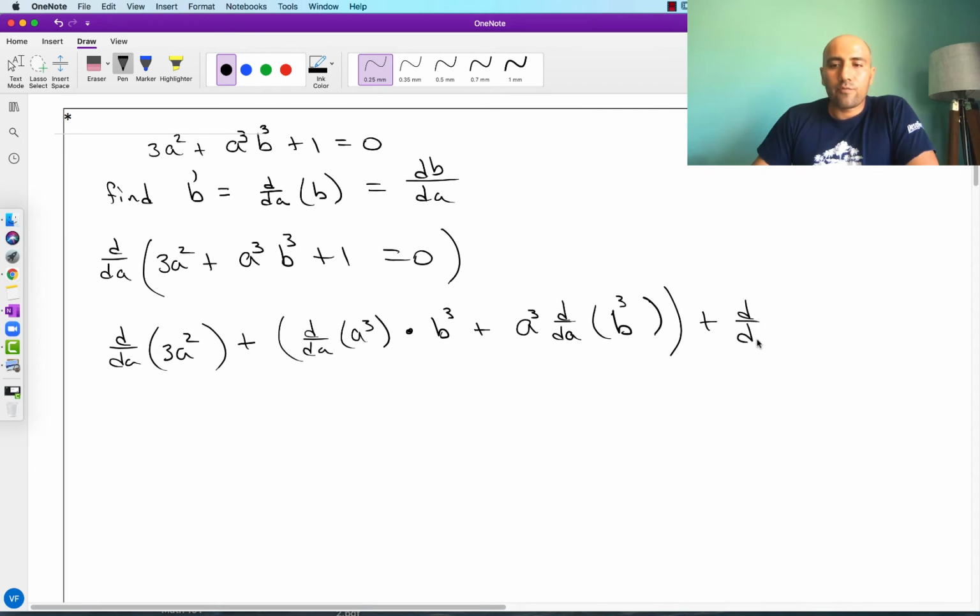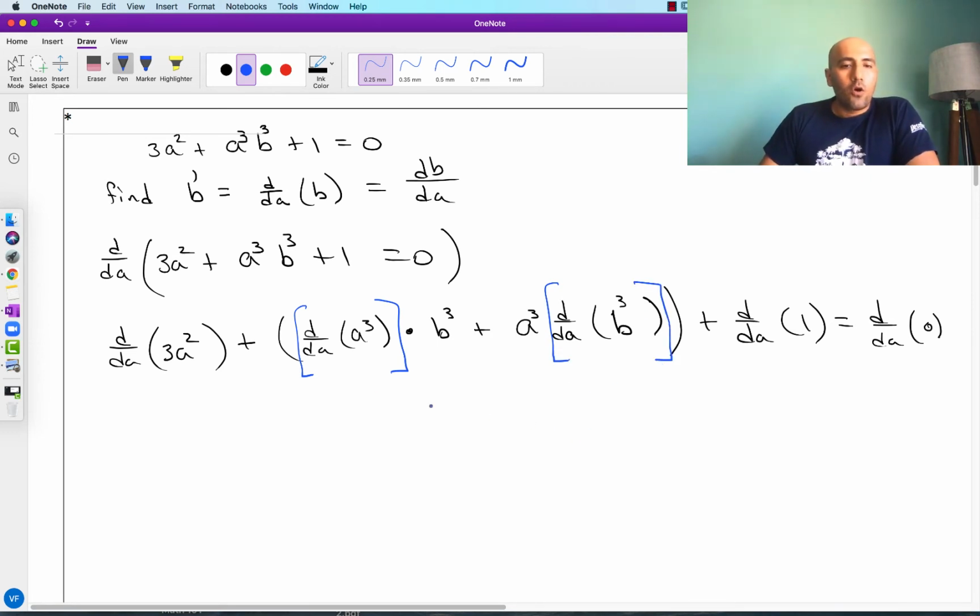Plus the derivative with respect to a of the 1 equals the derivative with respect to a of the 0. Just to be really clear that this derivative only applies to the a cubed, not the b cubed, let's wrap it in some colorful brackets, and this one only applies to that one. Okay, so now let's take these derivatives. This is going to be a nice, easy derivative. They match. The variable of differentiation is a. This is written in a.